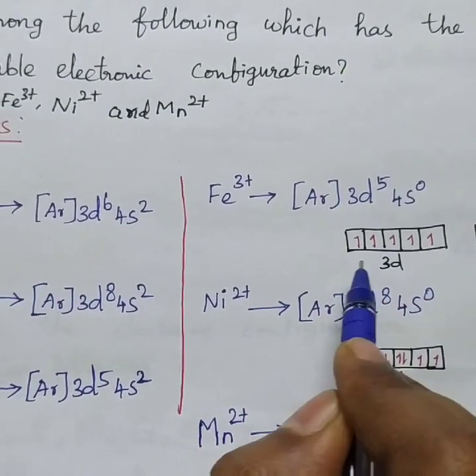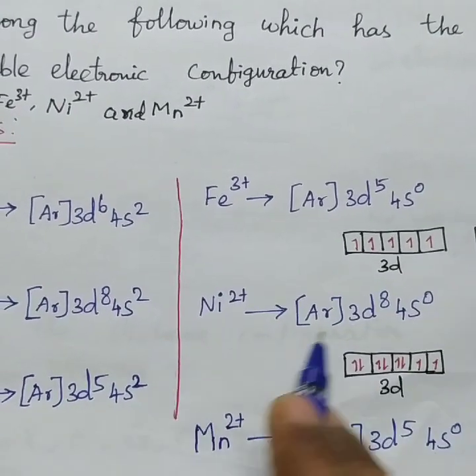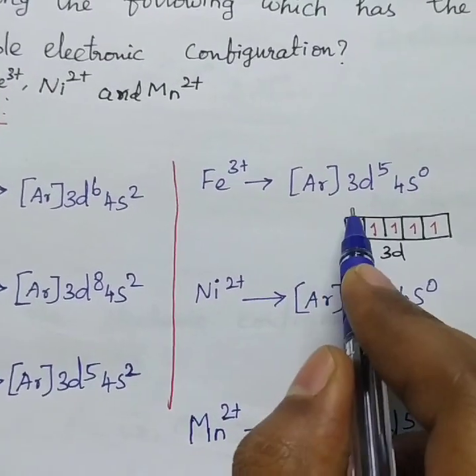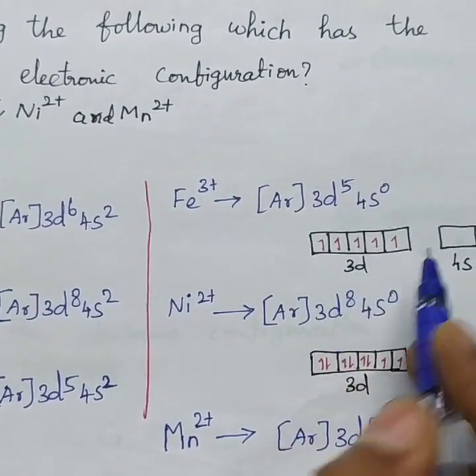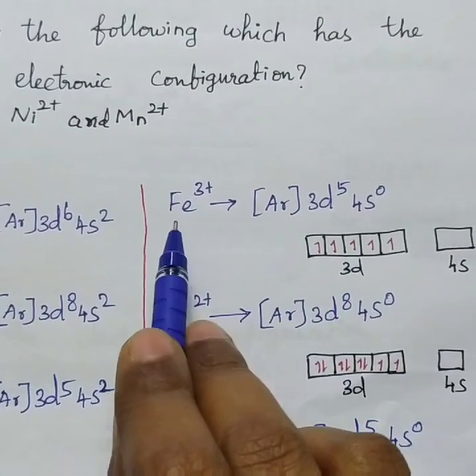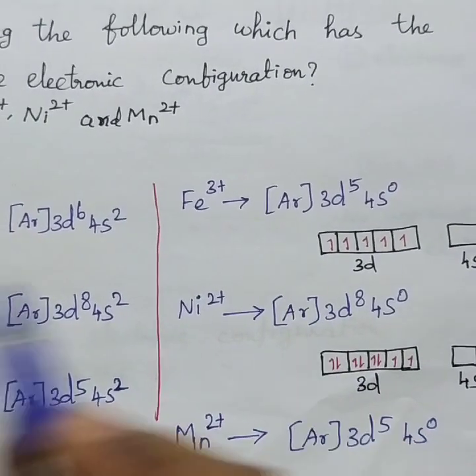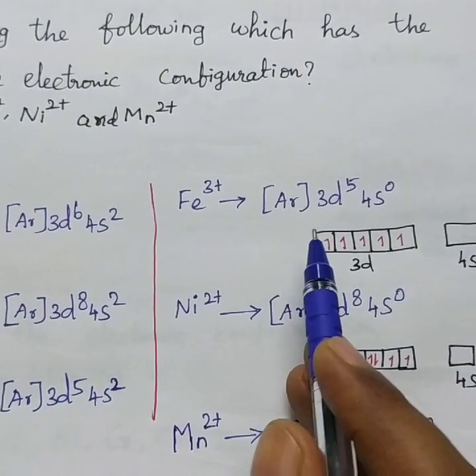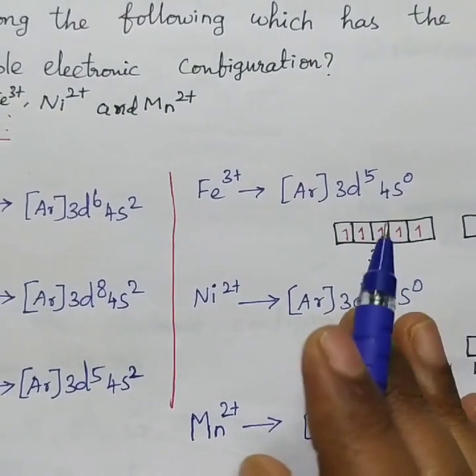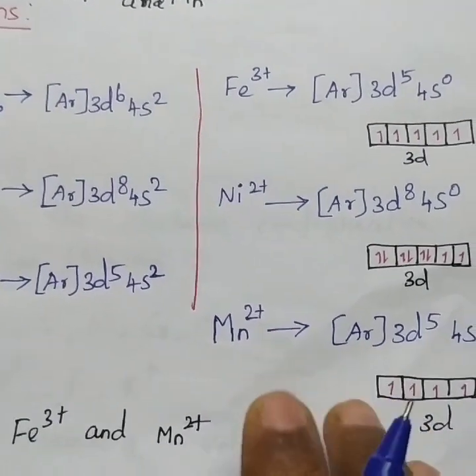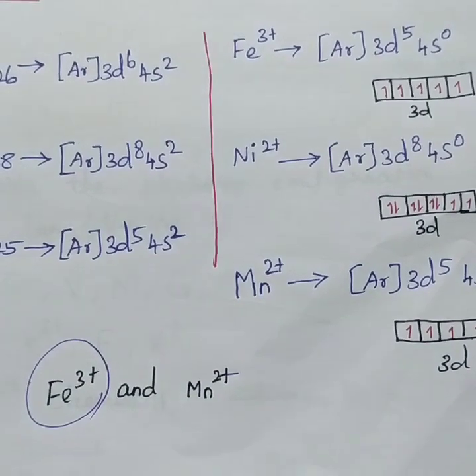Here you need not draw the orbital diagram, but for your understanding I have drawn it. The 3d5 means the 5 electrons are distributed in the orbitals, so it is the half-filled configuration. Fe3+ has a half-filled configuration. Just now I said that any atom or ion having a half-filled or full-filled configuration has stability, a stable configuration. So Fe3+ has a stable electronic configuration.